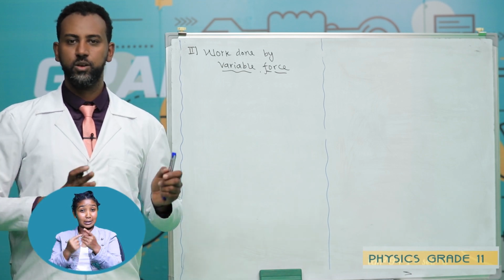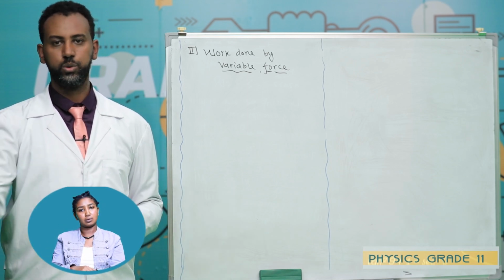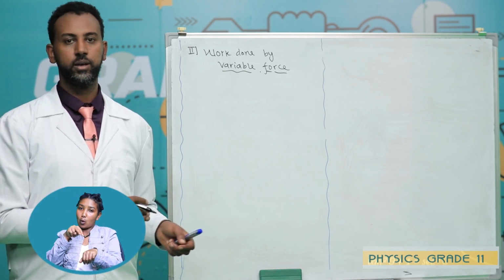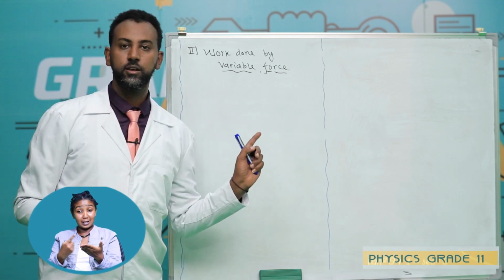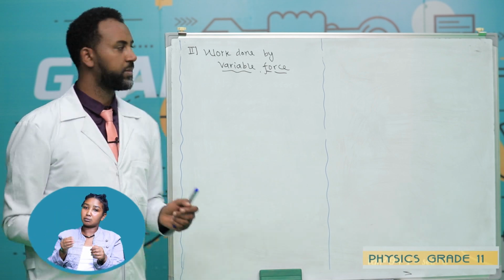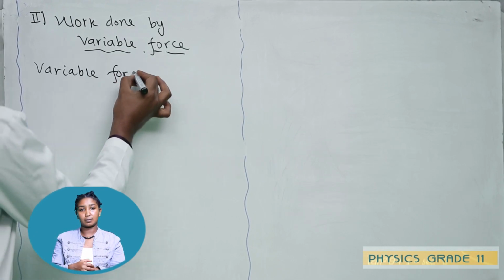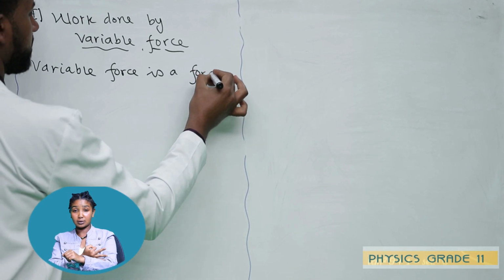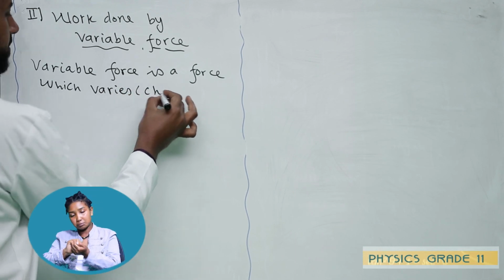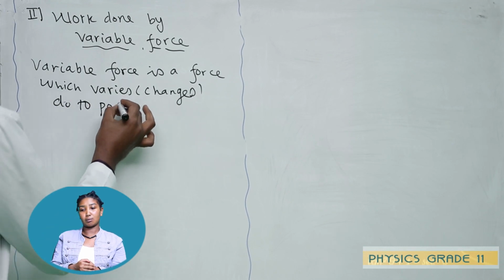Previously, you have discussed that a constant force is a force which is constant through time, and constant through space or position. Whenever there is a change of position, the force remains constant. Whenever there is a change of time, the force remains constant. But variable force might change due to the displacement or due to time. Therefore, variable force is a force which varies or changes due to position.